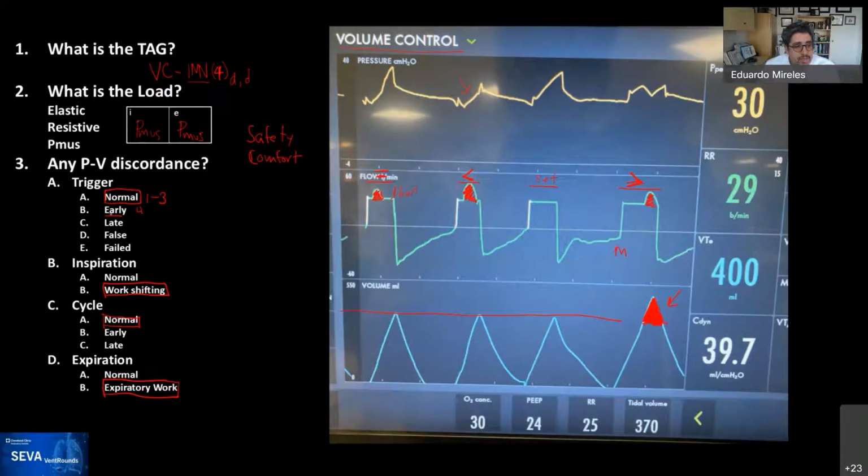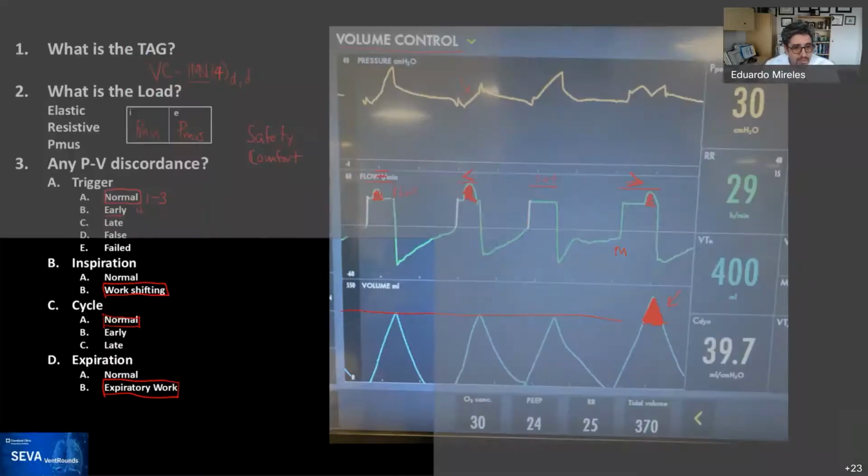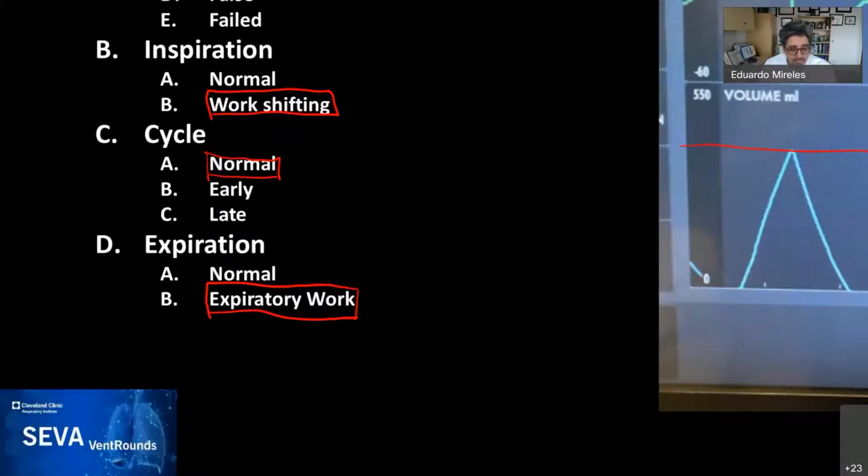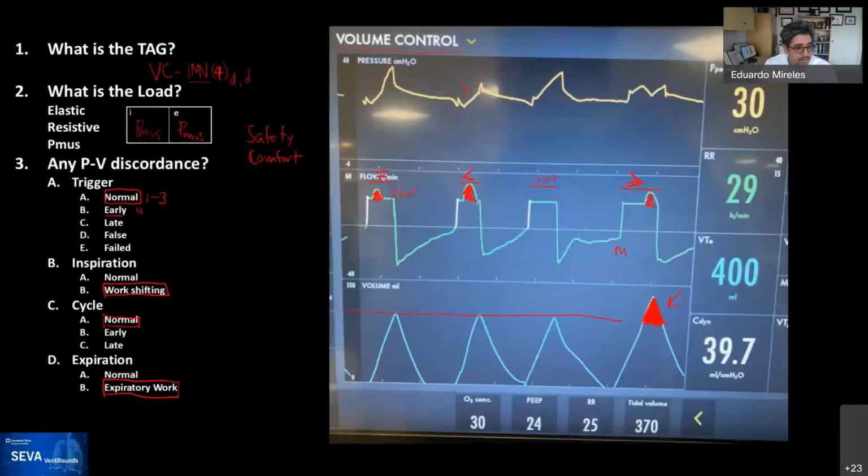In terms of your read of the trigger, I agree 100% with you. This is normal trigger 1, 2, 3. 1, 2, and 3 are patient-triggered breaths. And actually, you can see the difference of amount of Pmus here. And this is a good representation of the amount of Pmus. Let me erase this. Oh, what did I do? Sabotage. Oh, that was not what I wanted to do. Escape there.